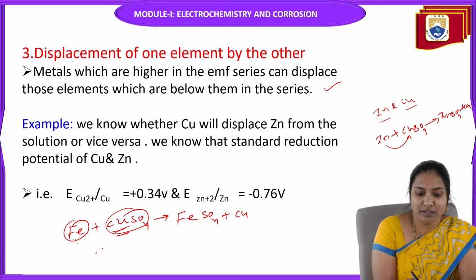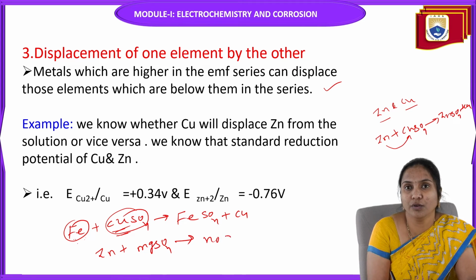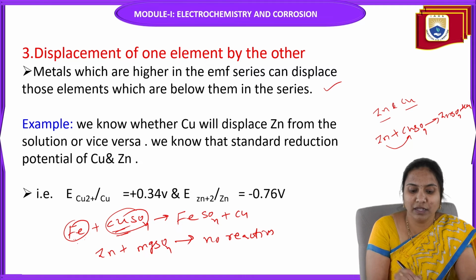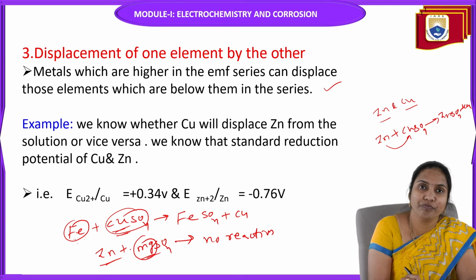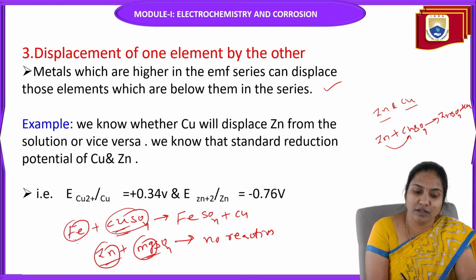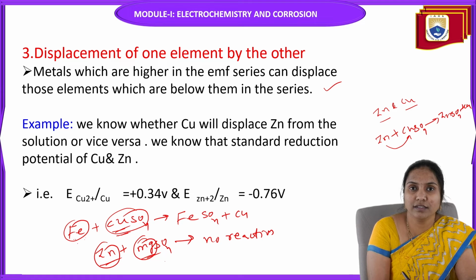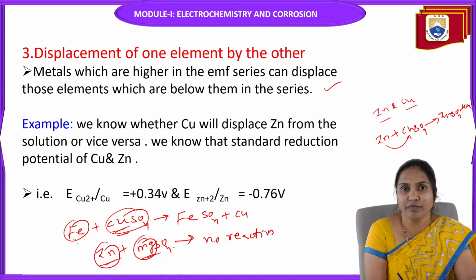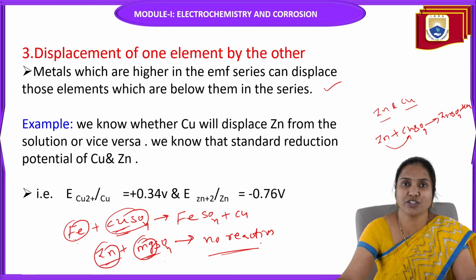For example, zinc and magnesium sulfate. In this case, there is no reaction. Why? Because zinc is present below Mg, and Mg is present above in this series. Zinc is present below magnesium in this series. So that's why zinc does not replace magnesium in magnesium sulfate. So that's why there is no reaction.